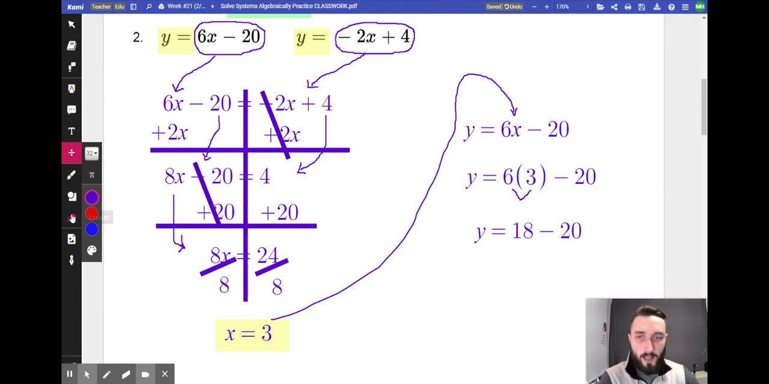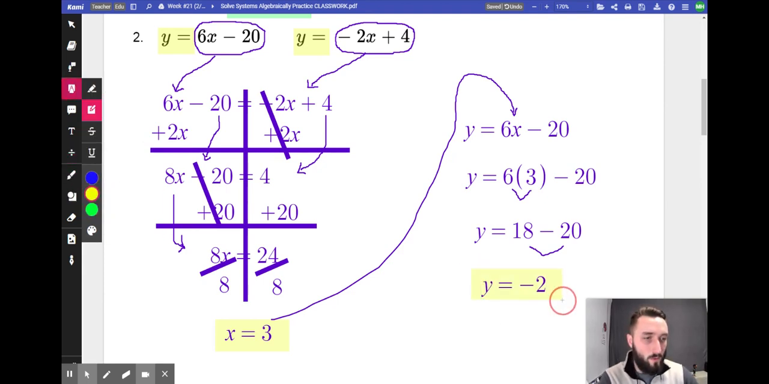This one you might want to check in your Desmos calculator to be sure, because we're taking a bigger number away from a smaller number, which will take us into the negatives. Okay, so this tells me that my answer is negative 2 for y.